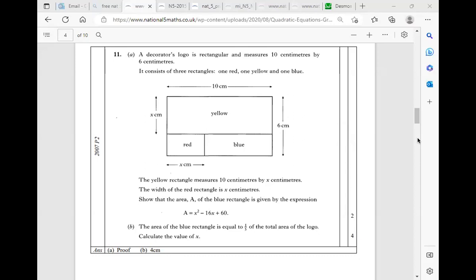So we get given a target. We need to get there. Okay, so that's where we want to get to, part A. Now let's break it down. We're given the full area, the full area of the rectangle.